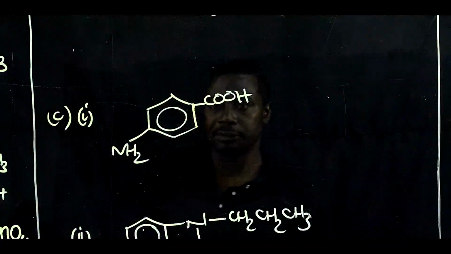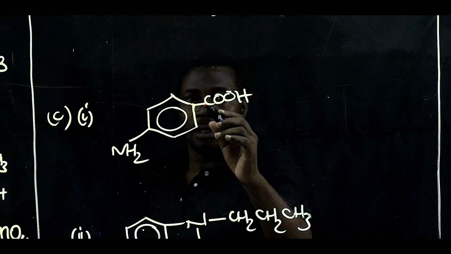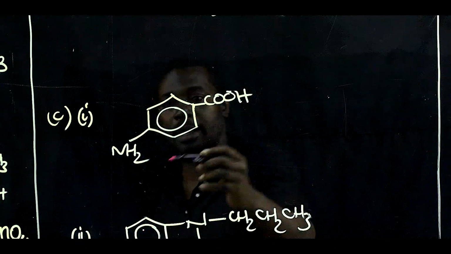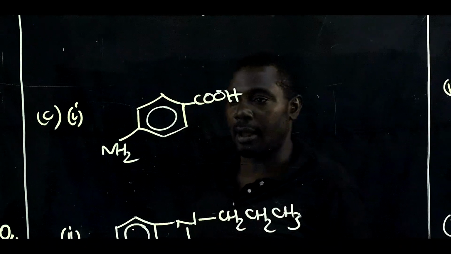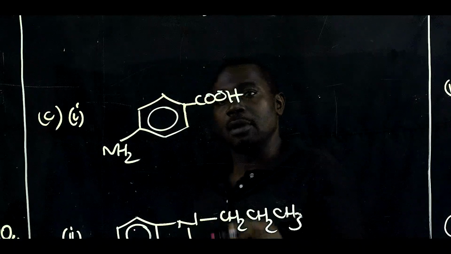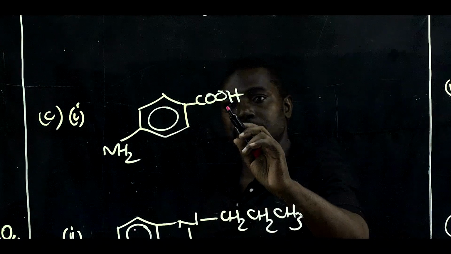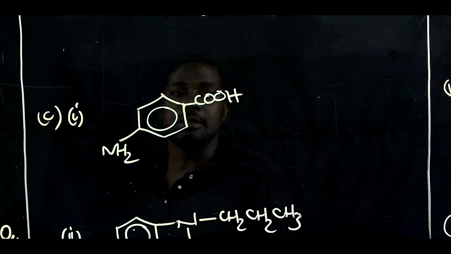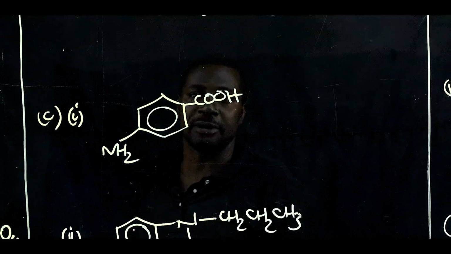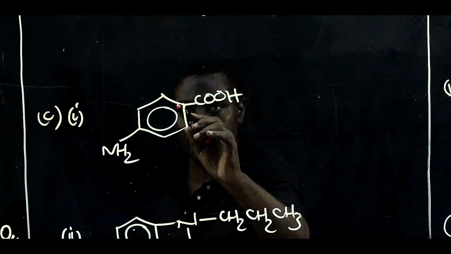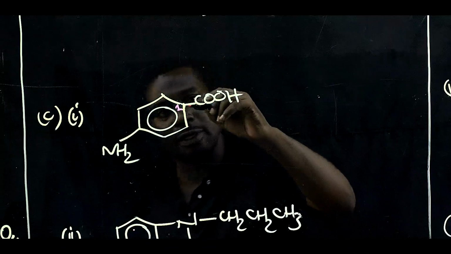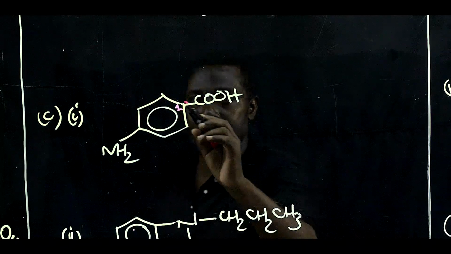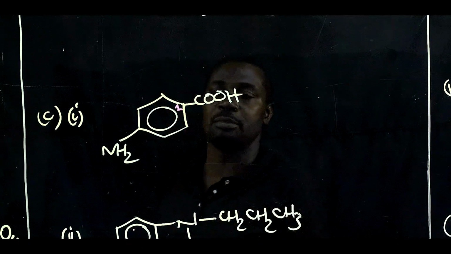Question C, Roman 1. The benzene ring has 2 substituent groups. One is carboxylic, another is amino. To provide the IUPAC name, let me consider which among these 2 groups is more dominant or is the group of higher preference. The carboxylic group is a group of high preference, so the first carbon should be this one. And you are supposed to use the direction which gives the smallest position.